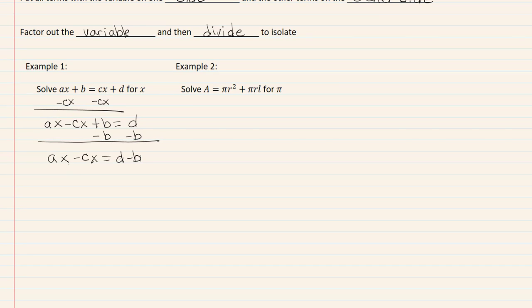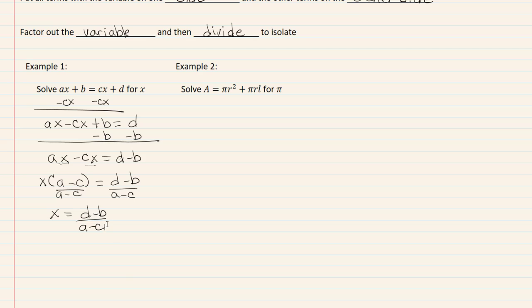Now, I need to get my x by itself. I can't have two of them. So since I have x in common here, it's my common factor. I'm going to take that out. That's my GCF. And I'm going to be left with a minus c inside my parentheses equal to d minus b. So now I'm going to divide by the stuff that's not x, which would be the a minus c. So now I have that x equals d minus b all over a minus c.